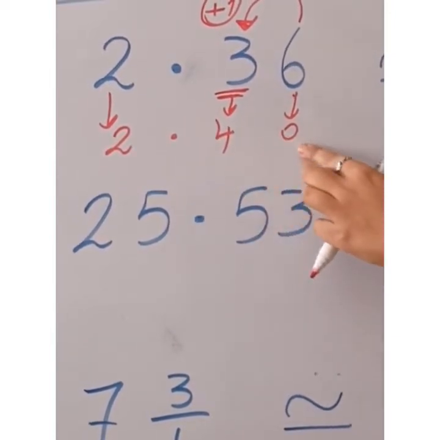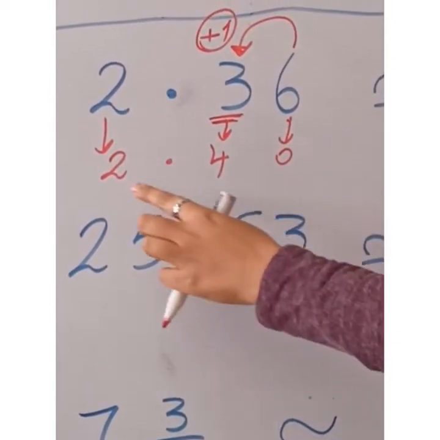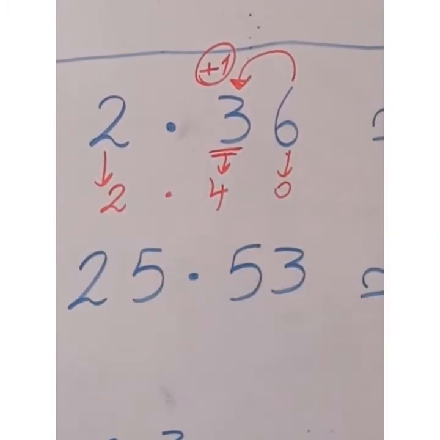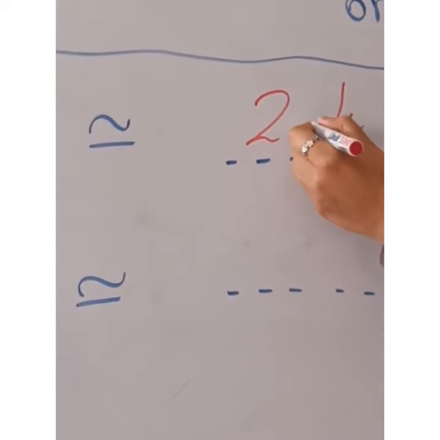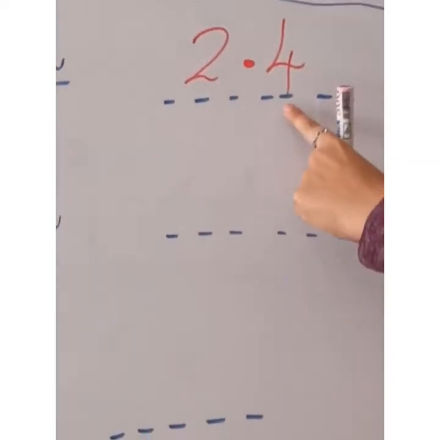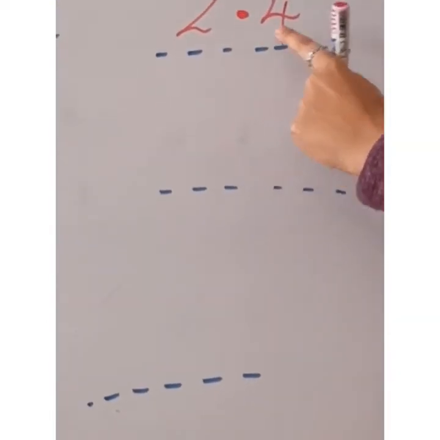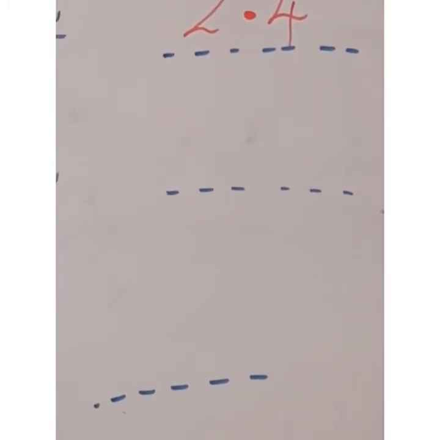I can cross out the 0 at the end and write only 2.4, because when we approximate to the nearest tenth, we write 1 digit after the point, 1 decimal place, as here.